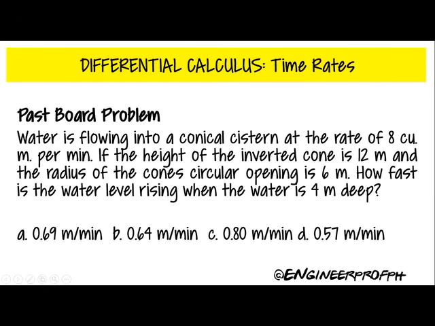In this problem, guys, we have water flowing into a conical cistern at the rate of 8 cubic meters per minute. If the height of the inverted cone is 12 meters and the radius of its circular opening is 6 meters, how fast is the water level rising when the water is 4 meters deep?